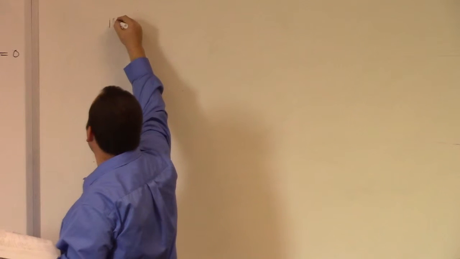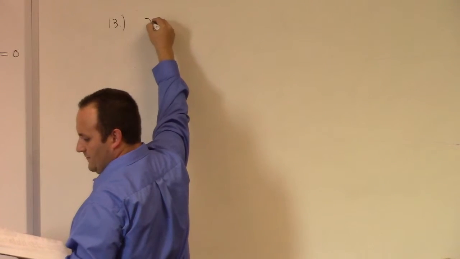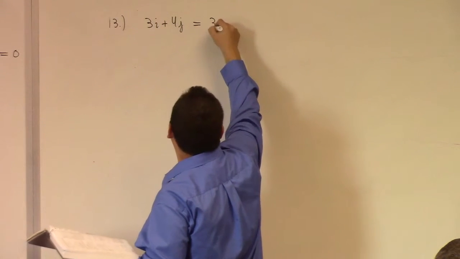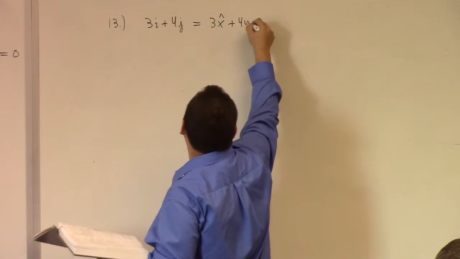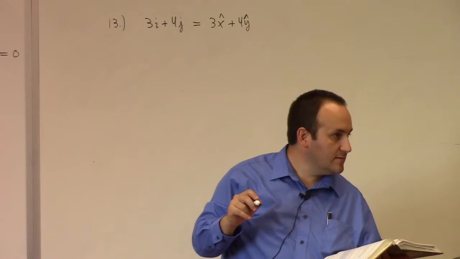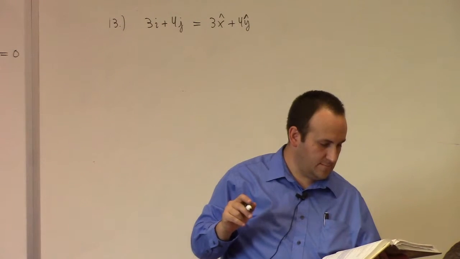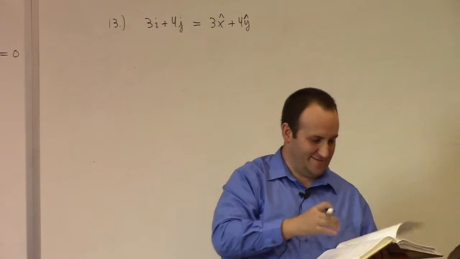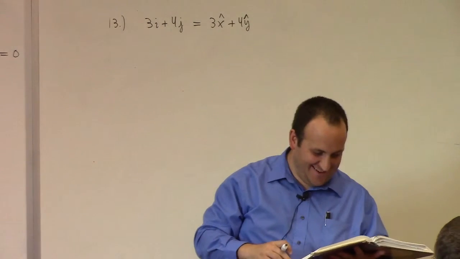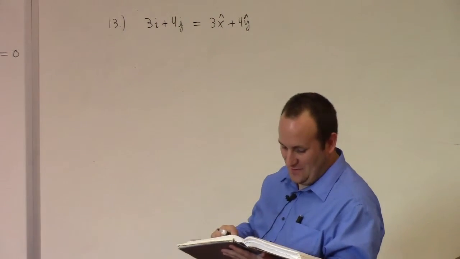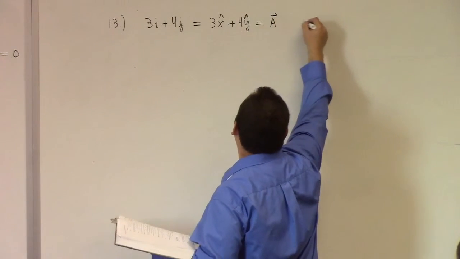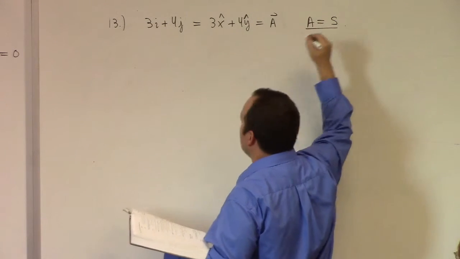Oh, is this a notation problem? We have 3i plus 4j. See, the book, for some reason, won't get with the picture. That's 3x hat plus 4y hat. Okay, and you're supposed to find the norm of the vector? Oh, that's 13.2. 13.3, number 13. Okay, that one was easier. If that's A, this is what? 5. Okay, done.